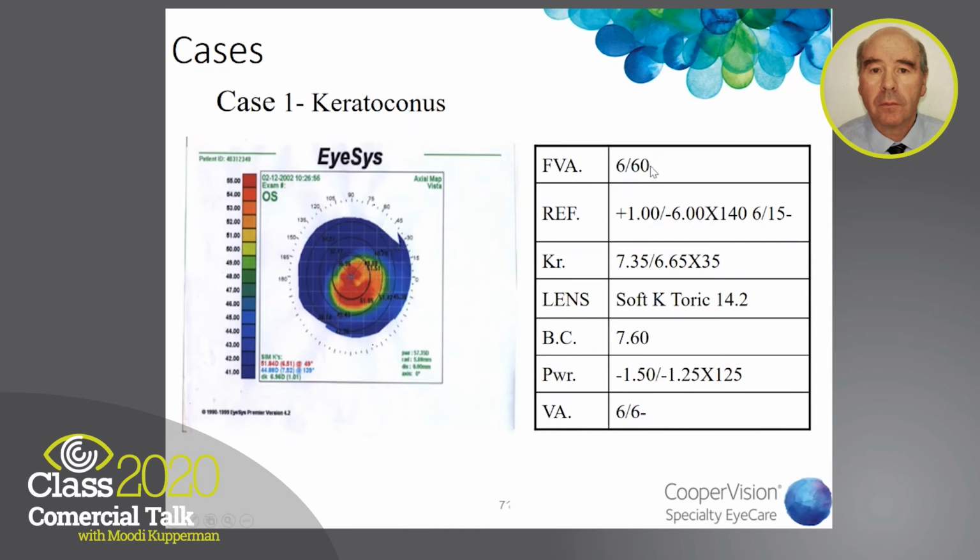Another case was keratoconus, with uncorrected visual acuity 6/16. The spectacle lens power was +1, -6, 140, 6/15 minus. The K reading is this and this. We used a soft K toric 14.2, 7.6, power -1.50, -1.25 at 125 degrees, and the vision was 6/6.